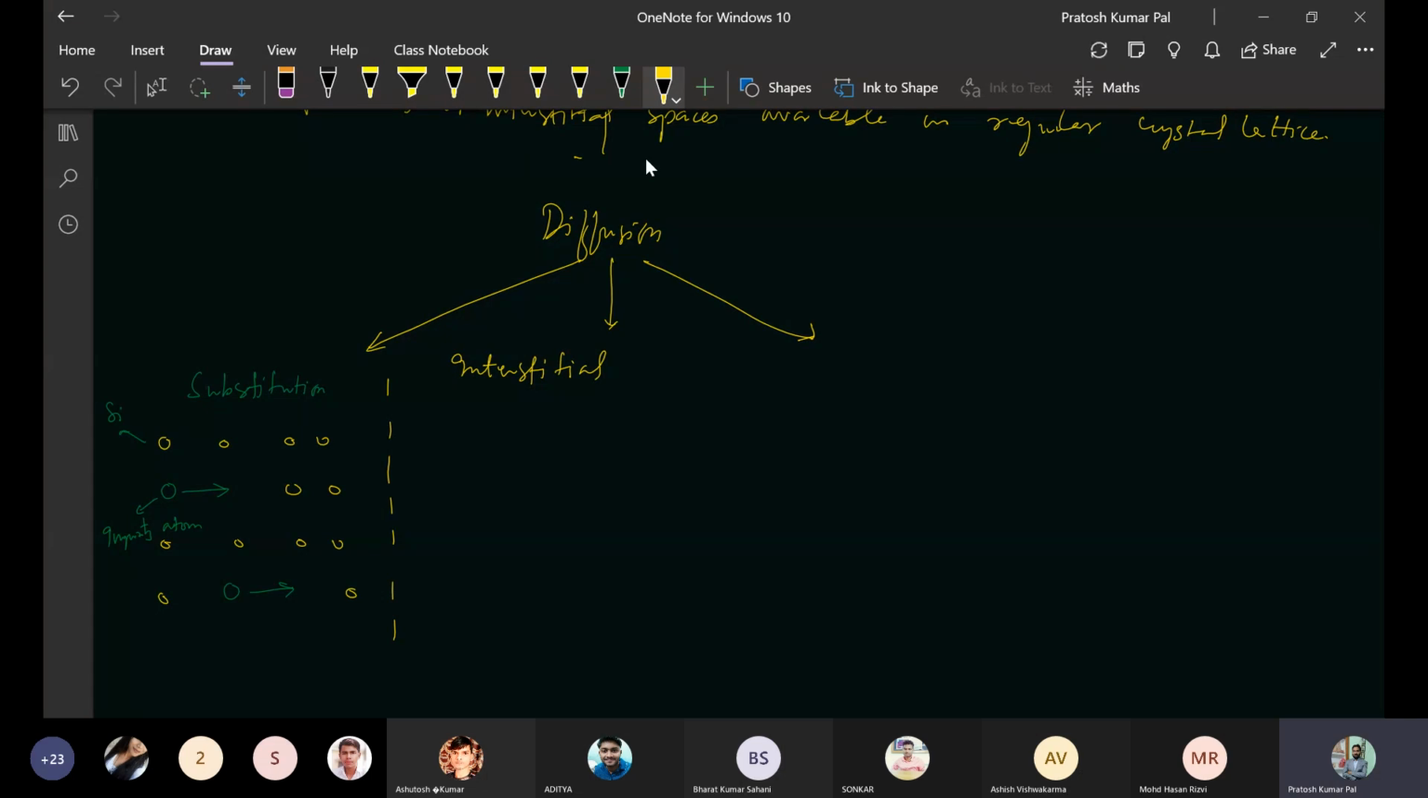So there are interstitial spaces available. Suppose this is the regular crystal structure of silicon. Silicon atoms are placed like that. In between these atoms, these spaces are called interstitial. Between two atoms, whatever spaces are available, that is called interstitial space. In these interstitial spaces, the impurity atoms will be available, and the movement will be taking place. So this is called diffusion because of interstitial space available.